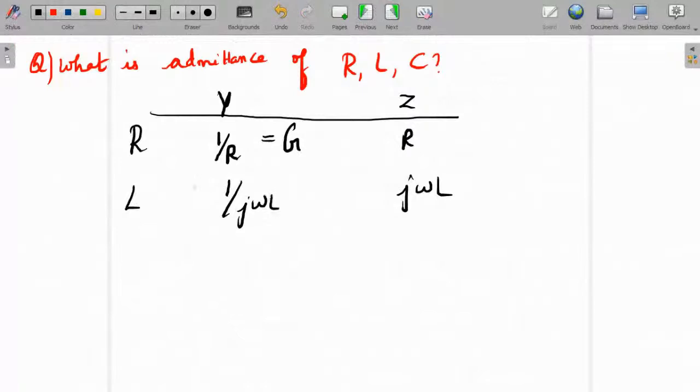Next for capacitor, impedance is 1 by J omega C. So here the admittance is going to be J omega C. Reciprocal of impedance is admittance. So this is J omega C. This will be your answer.